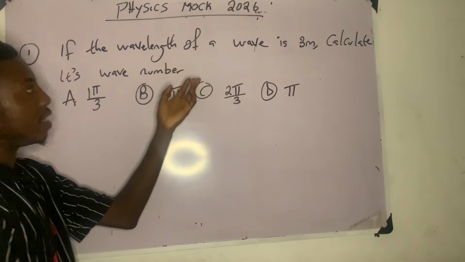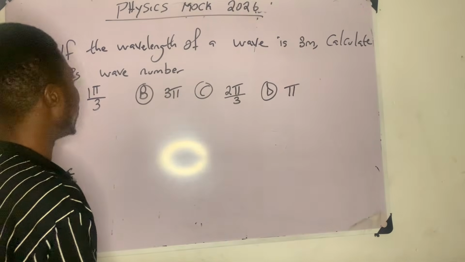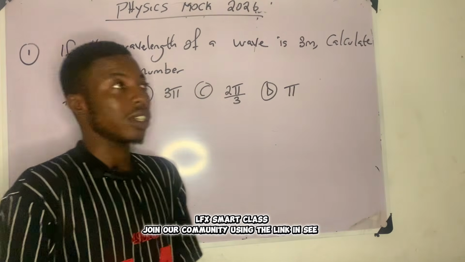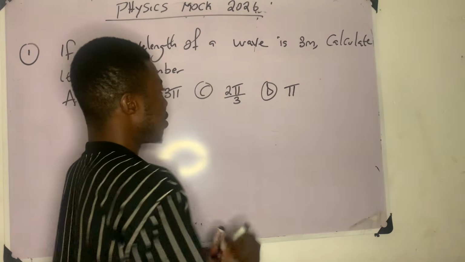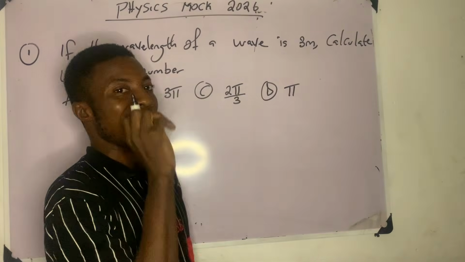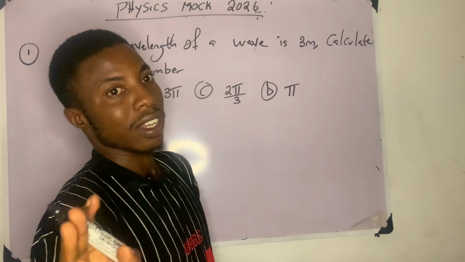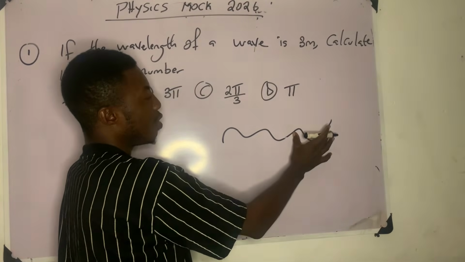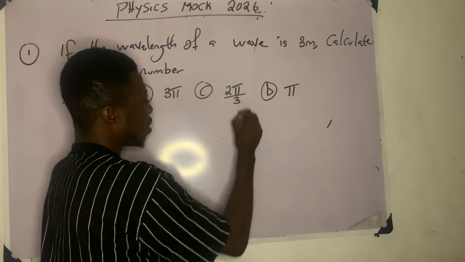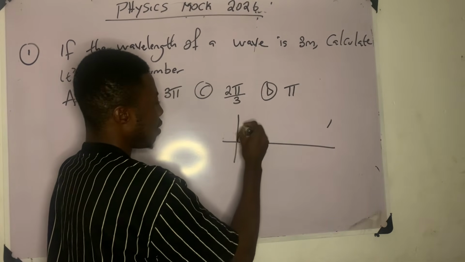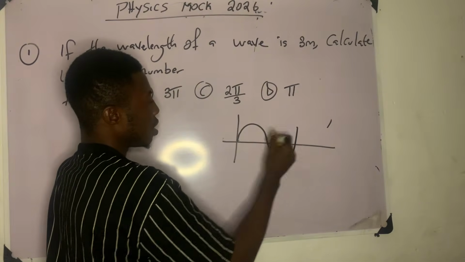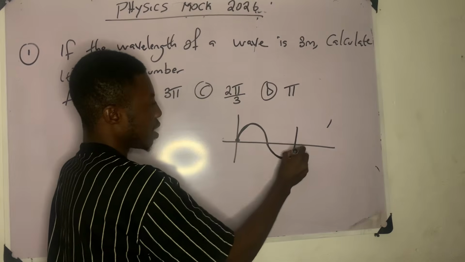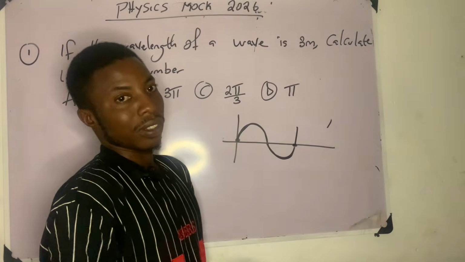Now we have: if the wavelength of a wave is 3 meters, calculate its wave number. So the first thing I want you to understand is that wave number itself is the number of complete cycles over its distance. So if you have a wave that is moving like this, the number of complete cycles of this wave, remember that if you have a transverse wave like this, from here, moving like this, see this particular point, this is a complete cycle.